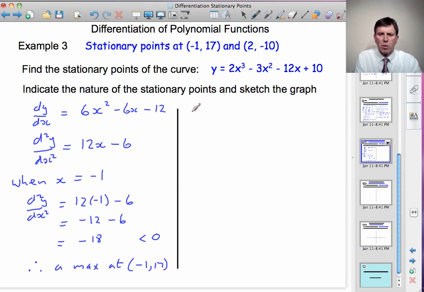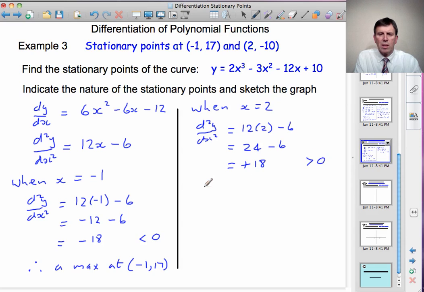Turning to the second stationary point, when x equals 2, d2y by dx squared is equal to 12 multiplied by 2 minus 6, which is 24 minus 6, which is plus 18, which is greater than 0. And if the second derivative is positive at a stationary point, we have a minimum. So I can say therefore a minimum at 2, minus 10.